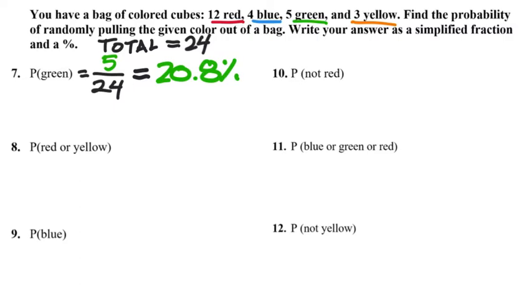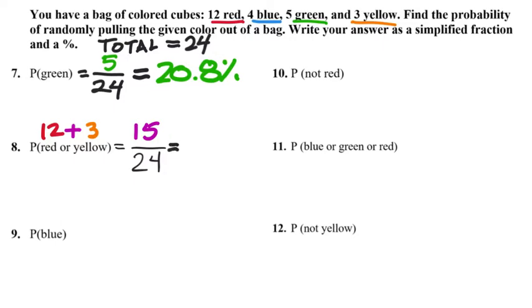So there's number 7. So let's look at number 8 here, the probability of red or yellow. And once again, we still need the total number of cubes that are in the bag. We already know that there's 24 of them. Okay, so that gives us our denominator pretty quick. But we need red and yellow. And looking at this one, I see that there are 12 reds and that there are 3 yellows. So we would need to combine these in order to figure out our numerator. 12 plus 3 is 15. So 15 of the 24 cubes are red or yellow.